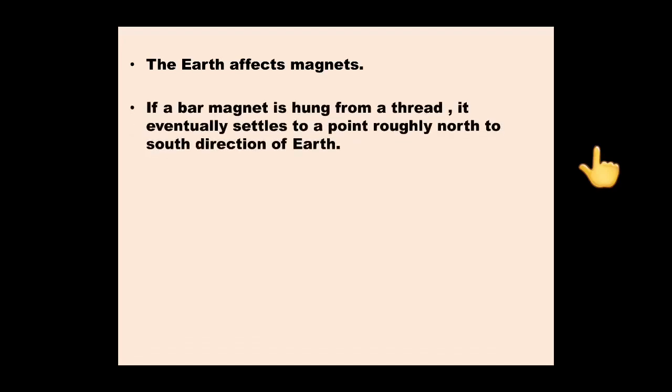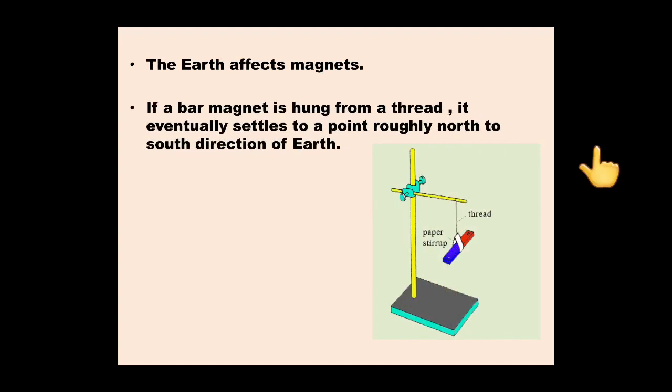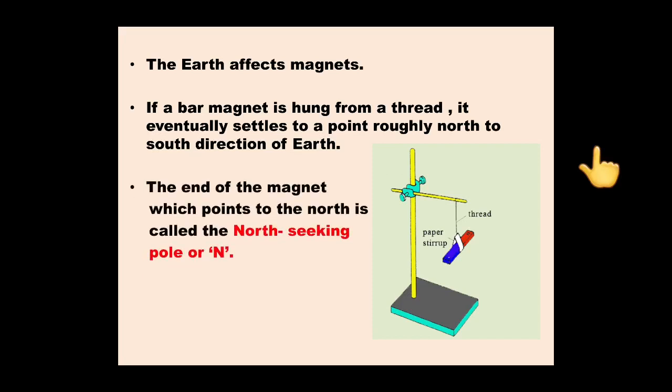The earth affects magnets. You know that the earth also has a north pole and a south pole. If a bar magnet is hung from a thread as shown in the figure, it comes to rest facing the north to south direction of the earth. The end of the magnet which points to the north of the earth is called the north-seeking pole, and the other end is the south-seeking pole of the magnet.